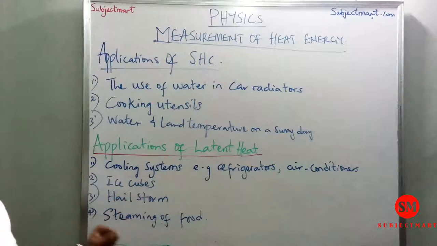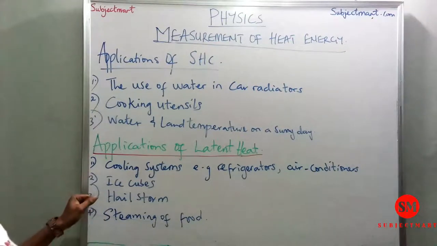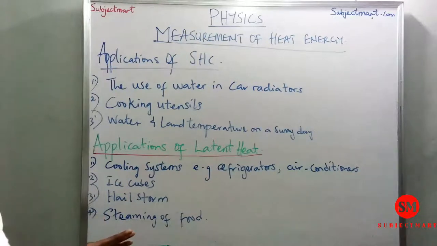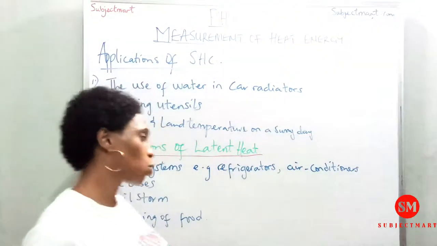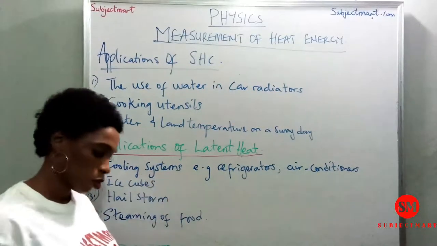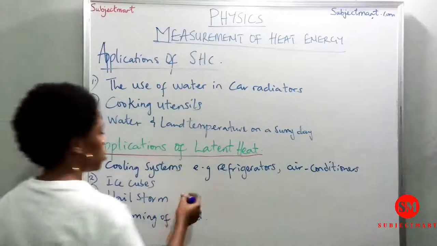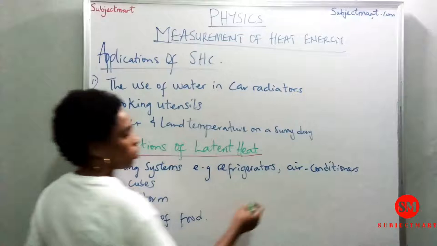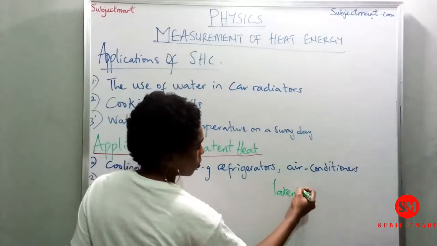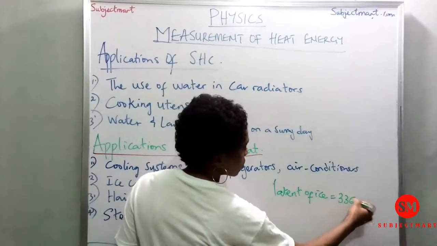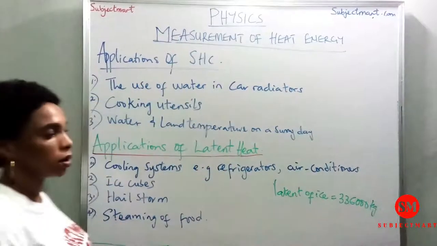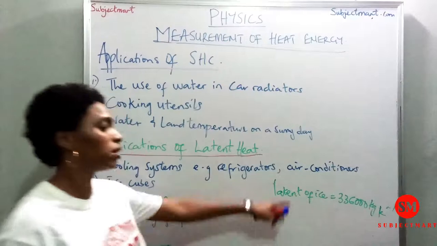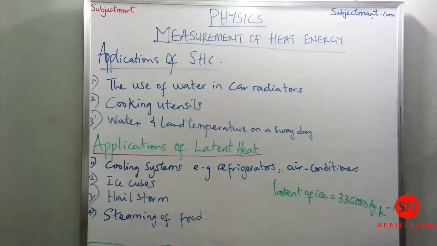The ice cubes absorb the heat from the juice, and that is why the juice becomes cool. The ice melts by absorbing the heat from the bottle of juice, while the juice in turn becomes cool. And like I said earlier, the latent heat of 1 kg of ice is 336,000 joules per kilogram. You can imagine this amount of heat, just one kilogram of ice.